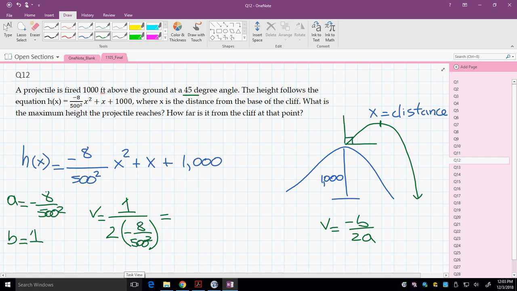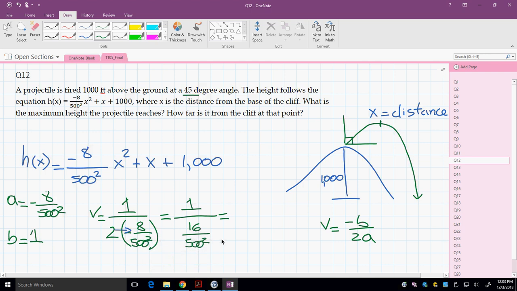So I'm going to multiply the 2. We multiply straight across. That means like this. I'm going to leave the 1 alone for now. 2 times a is going to give me 16 over 500. I'm going to leave it like that for now. It's going to give me a huge number.